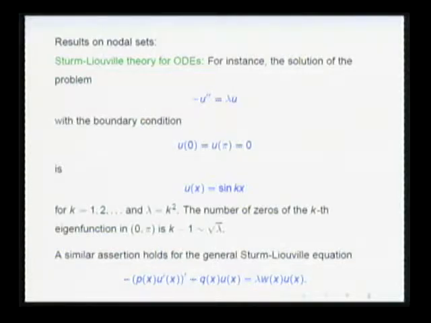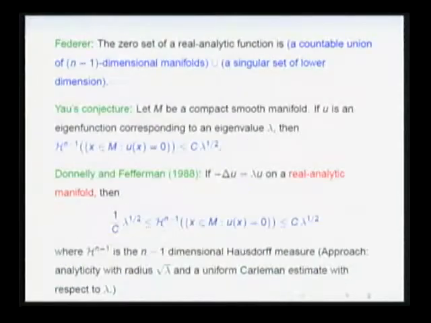Okay, so that is the general thing you can do. So I will not study this today. In higher dimension, we have this famous theorem by Federer for real analytic functions. If you take a real analytic function, then the zero set is a countable union of manifolds plus a set of lower dimension.